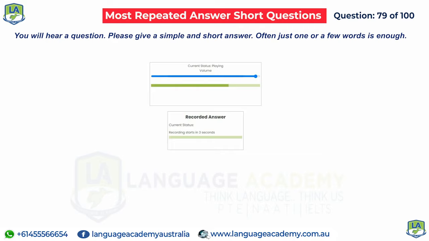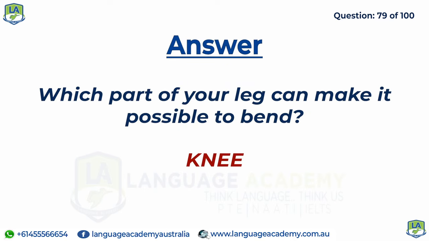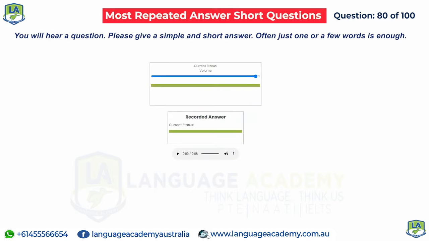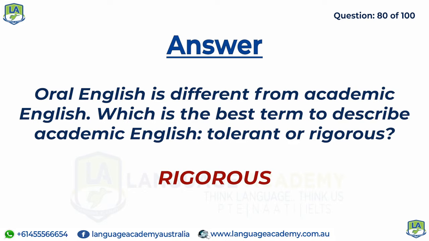Which part of your leg can make it possible to bend? Knee. Oral English is different from academic English. Which is the best term to describe academic English, tolerant or rigorous? Rigorous.